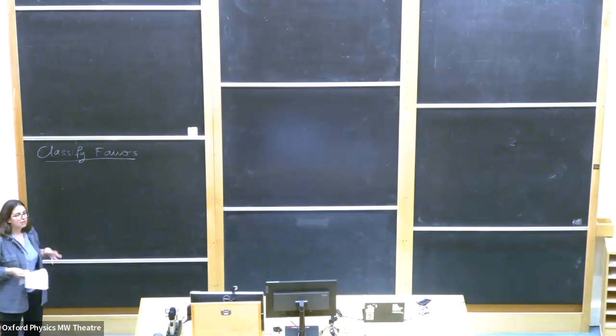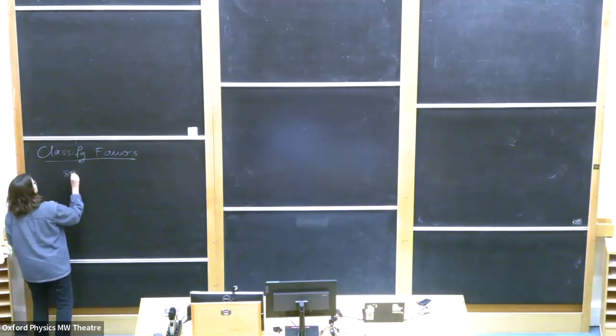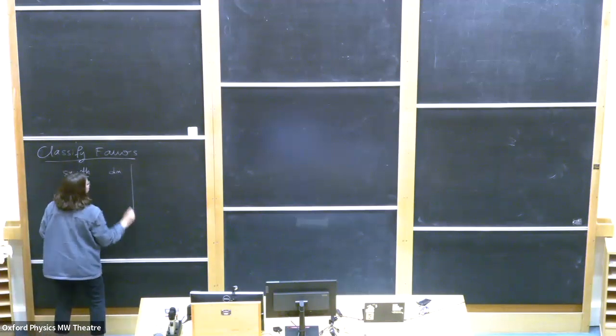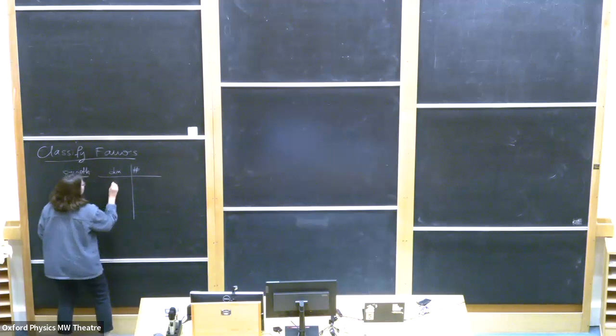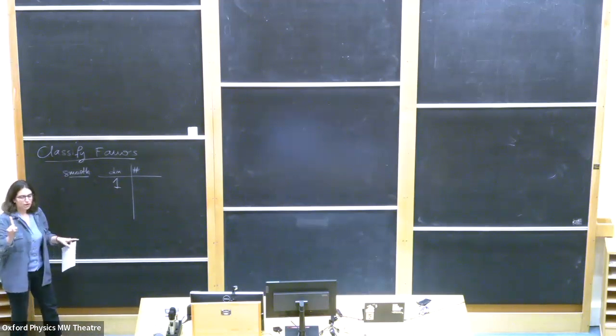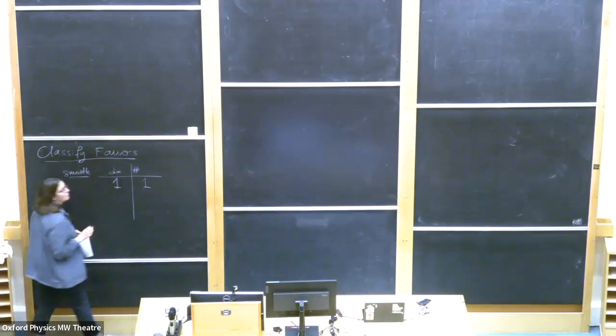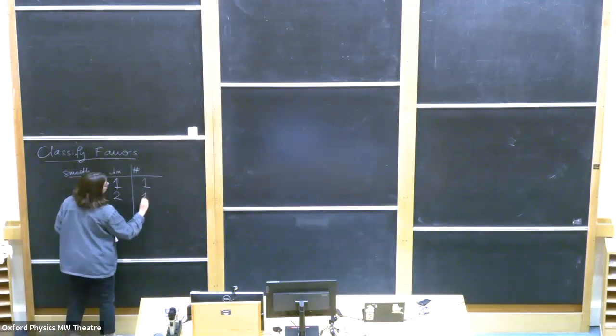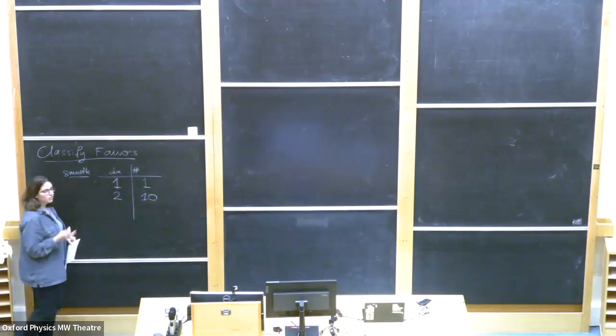Fanos, as Al was mentioning a couple of days ago, are the building blocks of algebraic geometry. And the classification has been open since the 1980s. For smooth ones, it's known up to dimension 3. For dimension 1, there's only one, which is P1. For dimension 2, there's 10, which are the del Pezzos. And in dimension 3, there's 105.